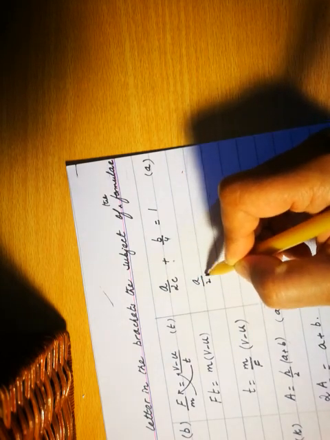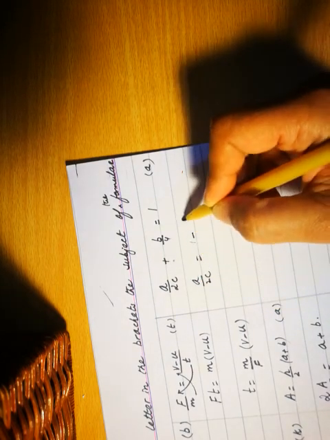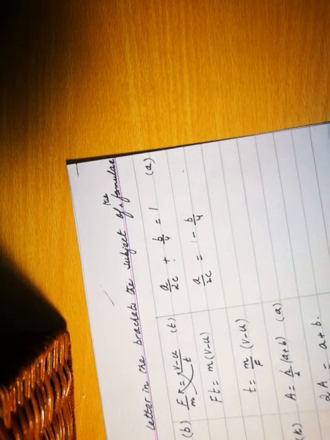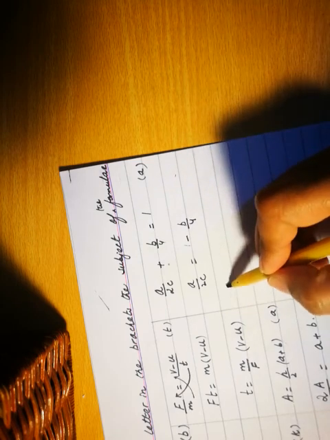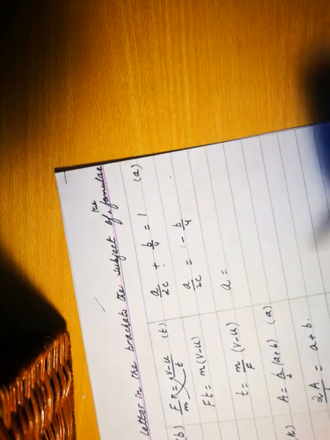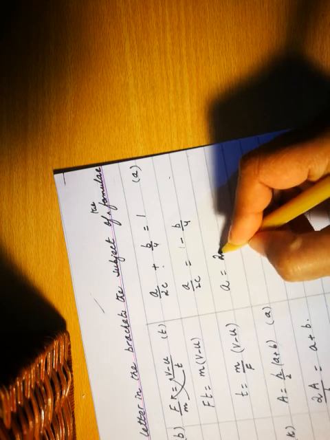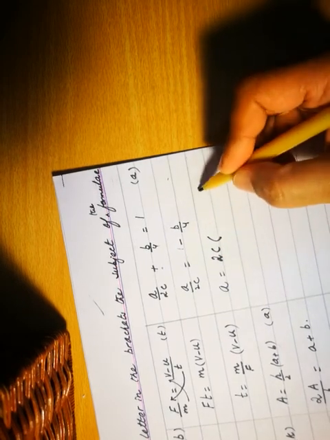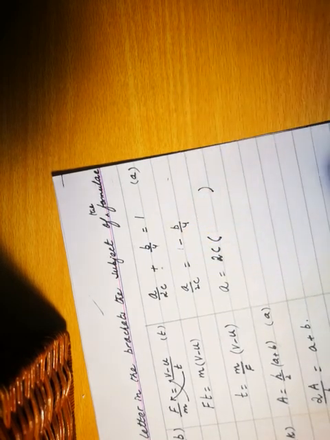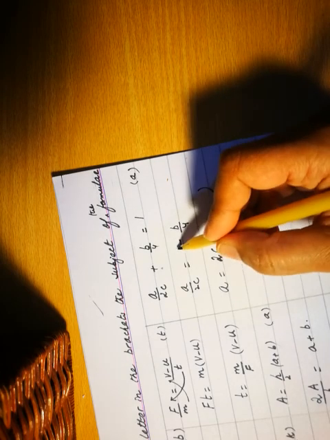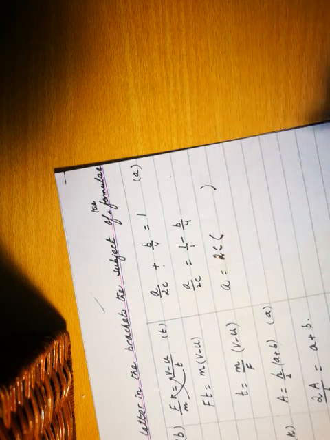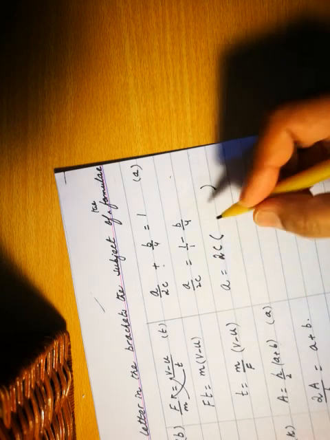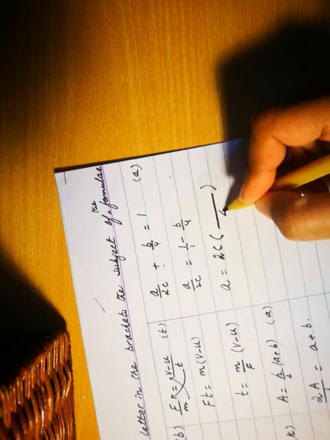a over 2c is equal to 1 minus b over 4. Now 2c is in the denominator, so you're going to shift it to the other side because you want to make a the subject of the formula. So 2c bracket start. Now don't forget that 1 minus b by 4 can be simplified because this is 1 over 1 and this is b over 4. Two fractions having a negative sign between the terms means you're going to take LCM. LCM will be 4.